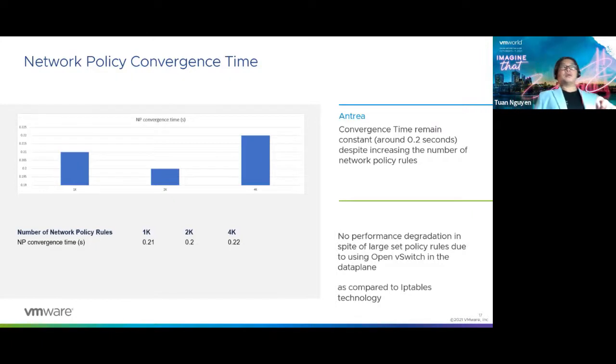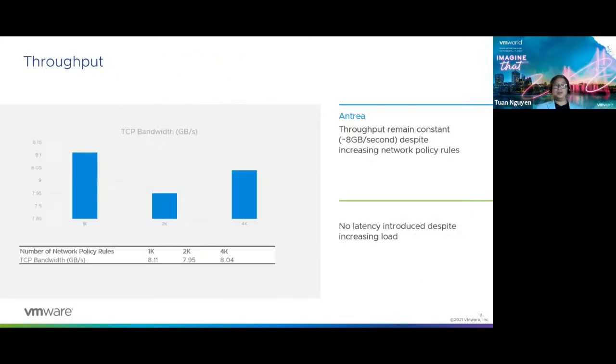And Rahul is going to walk you through some basic samples about that. And that's all the throughput. The throughput remains almost constant despite an increasing number of policies. In this case, we include about 4,000 network policies.